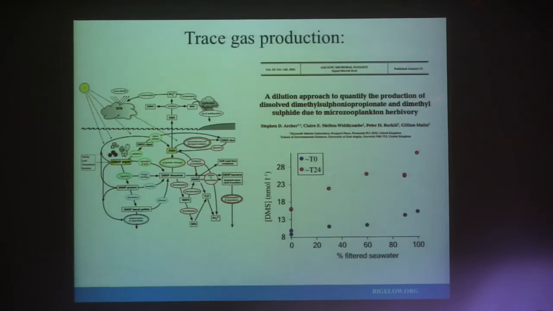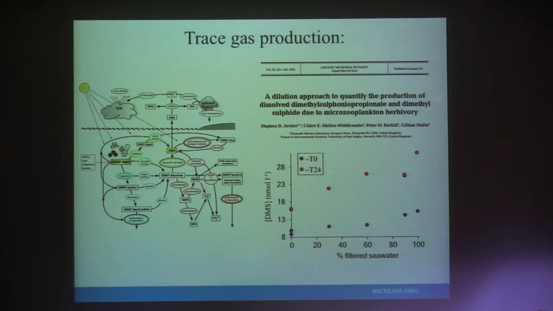I'm really a trace gas person, so I kind of dabble in the grazing side of things. And if I'm known for anything, then it's working on DMS. DMS is a product of lots and lots of microbial processes and photochemical processes. But one of the processes that generates DMS is grazing of DMSP containing phytoplankton. And that either releases the DMSP to the dissolved phase where it gets potentially transformed to DMS by bacteria, or it might produce DMS directly.